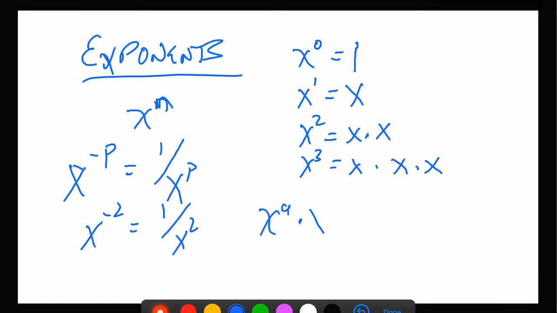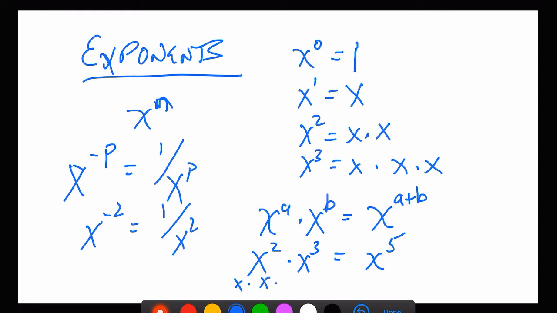x^a times x^b equals x^(a+b). So x squared times x cubed equals x to the 5th. And you're like, okay, but it is, right? x squared is x times x. x cubed is x times x times x. That's 1, 2, 3, 4, 5. That's x to the 5th. Okay?